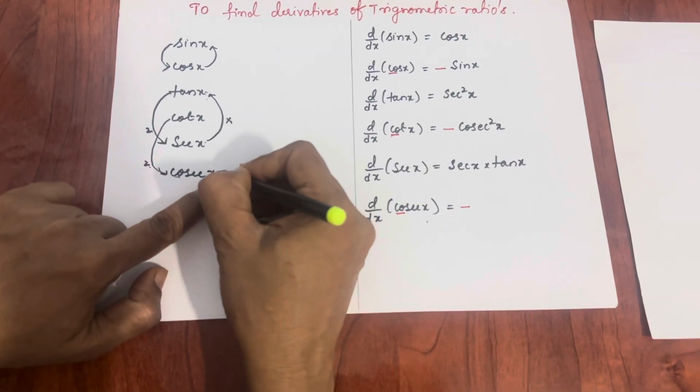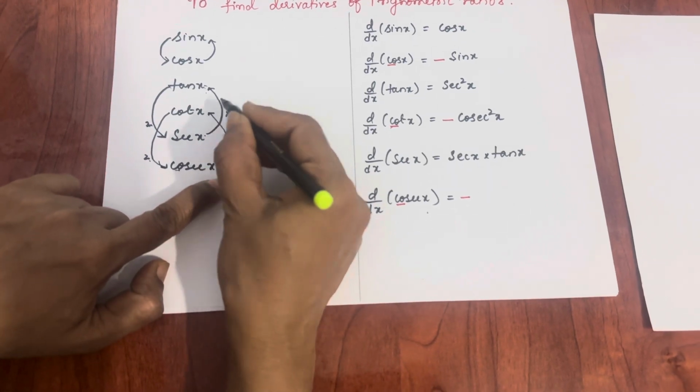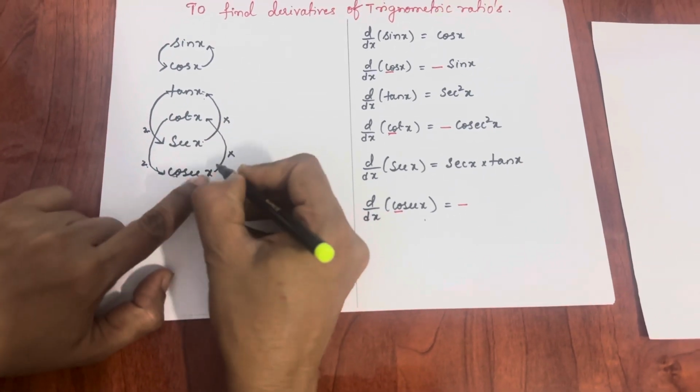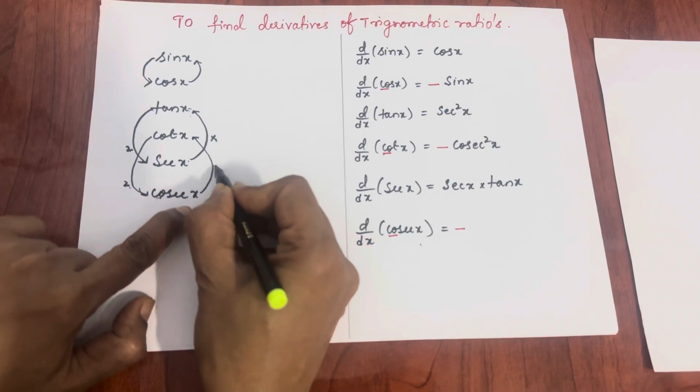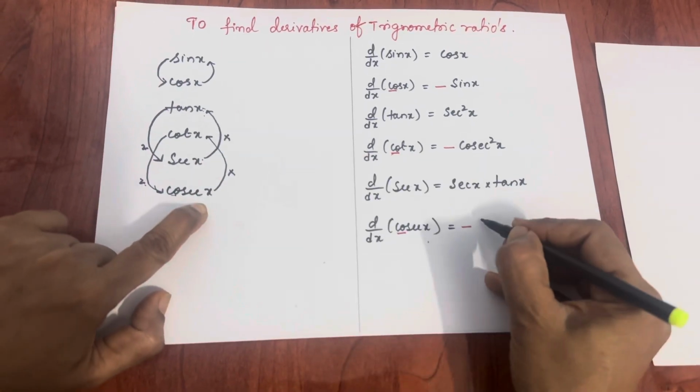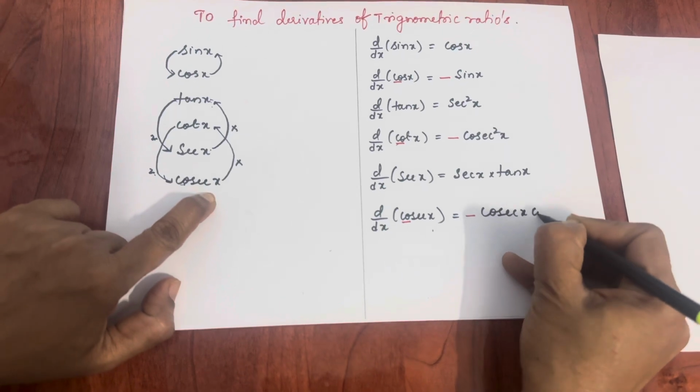From cosecant, I go back again to the same trigonometric ratio, that is cot, and write into, that means derivative of cosecant x is cosecant x into cot x. So cosecant x into cot x.